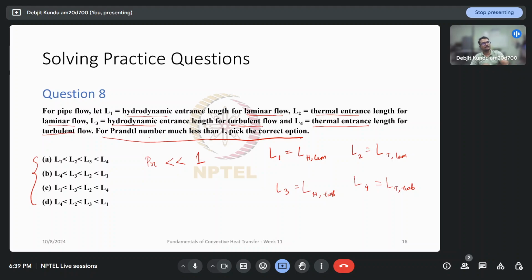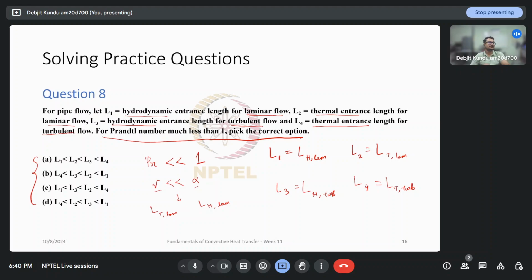First of all, Prandtl number is much less than 1. As a result, we know that the thermal diffusivity is much greater than the momentum diffusivity, right? So in both cases, the thermal boundary layers would be bigger than their corresponding hydrodynamic boundary layers. So the first piece of information is about the thermal boundary layers for each case. L_T laminar would be smaller than L_H laminar.